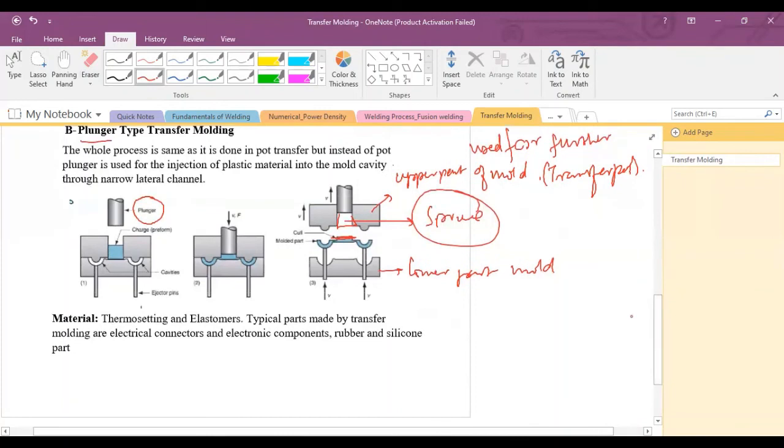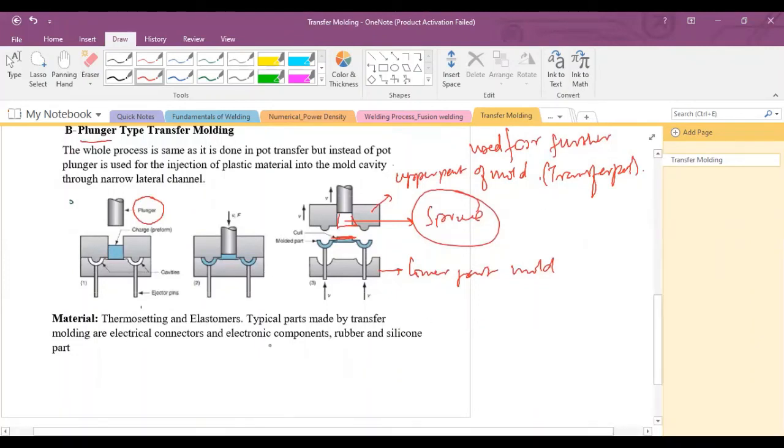The materials which are normally used are thermosetting materials and elastomers. Both materials have high molecular weight, and both have a high melting point due to the high molecular weight as compared to thermoplastics. Electrical connectors, electrical components, rubber, and silicone parts are normally produced with the help of transfer molding.